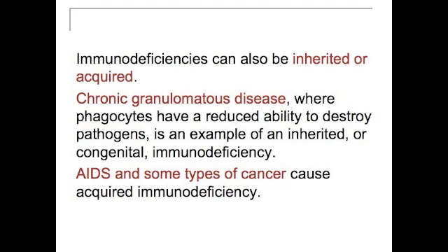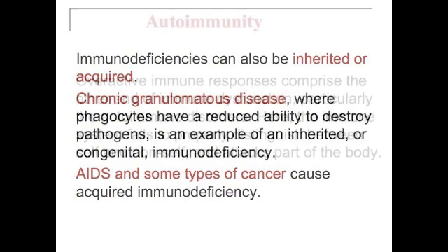Chronic granulomatous disease. This is where phagocytes have the reduced ability to destroy pathogens. This is an example of an inherited or congenital immunodeficiency. AIDS and some types of cancer can cause acquired immunodeficiency.